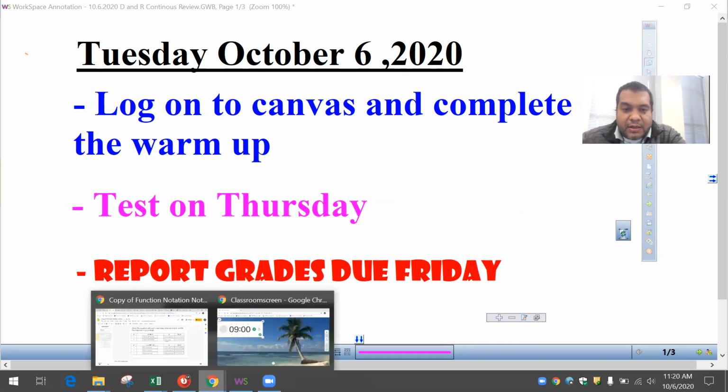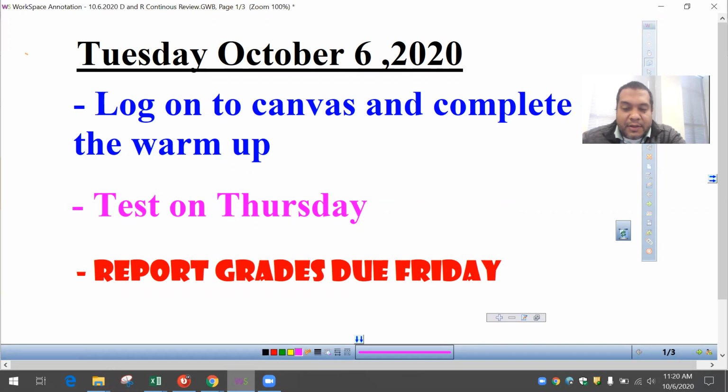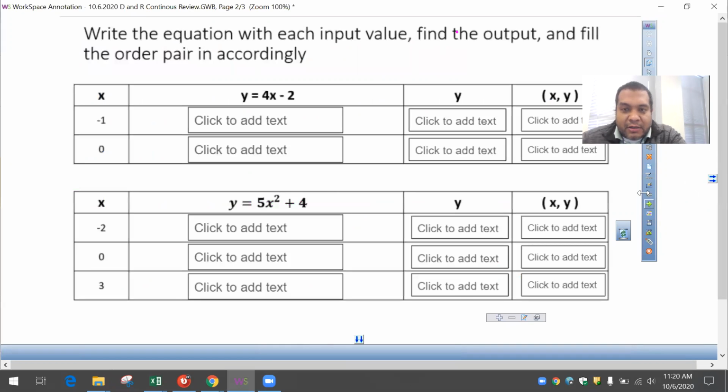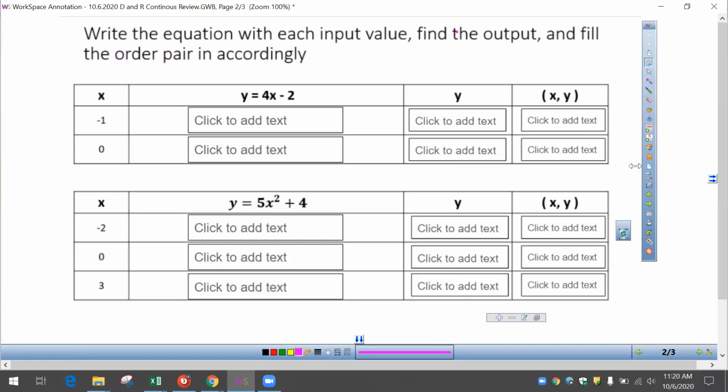So let's go ahead and look at the assignment. You can do most of this on your calculator. Actually, you can do all of it on your calculator, right? Don't worry about that. First slide, go ahead and just jump to the second slide. So what you're gonna do here is these are functions, y equal to 4x, y equal to 5x squared. What I want you to do is replace this x with this number right here, all right?